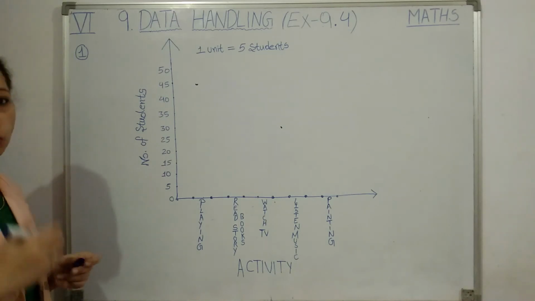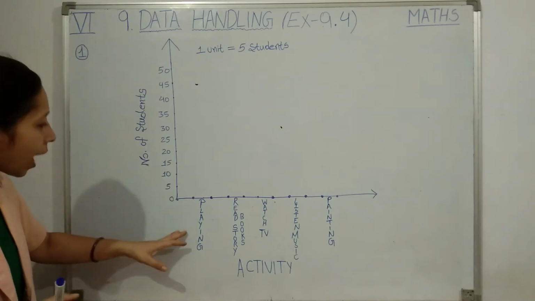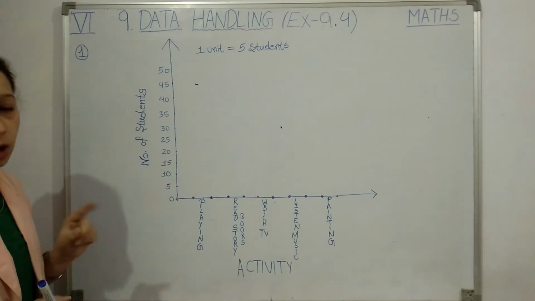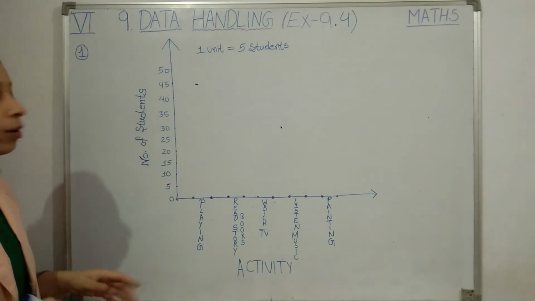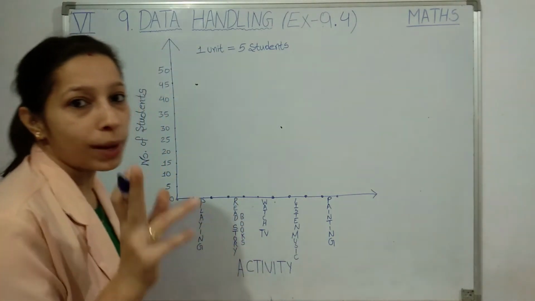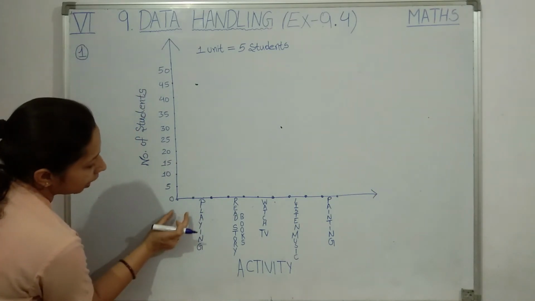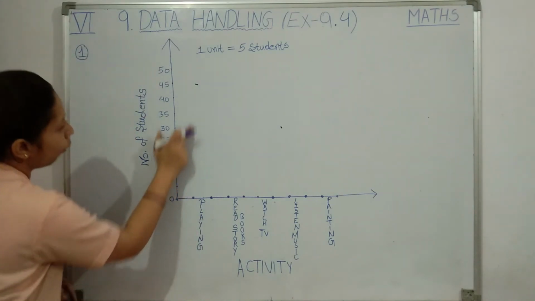Now let's start to draw bars. I'll be using this marker, but you have to draw bars using a proper ruler and your pencil. Okay, so let us start students. Playing is given 45. So playing is preferred by 45 students. So students, leave the first spacing and go to 45.